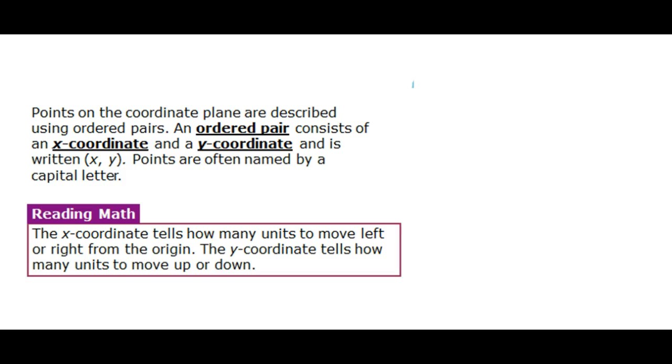Now, points on a coordinate plane are described by using an ordered pair. It's called an ordered pair because it has a specific order. The x-coordinate is your first number, and the y-coordinate is your second number. The x-coordinate is your movement on the x-axis, so that tells you how far to the left or to the right from the origin you move, whereas the y-coordinate is your movement on the y-axis, which tells you how far above or how far below you move.